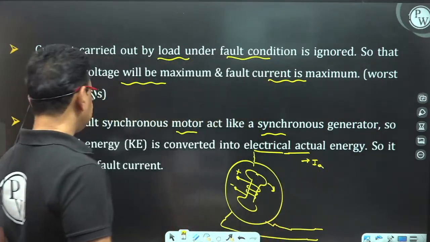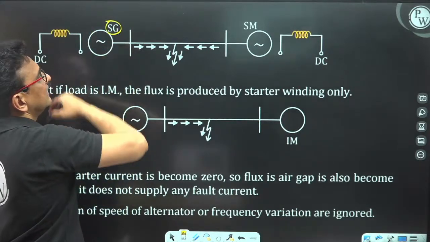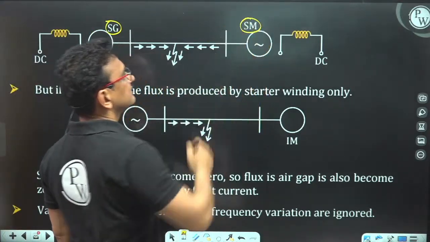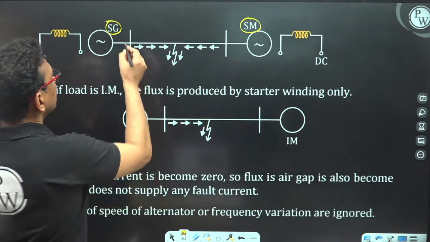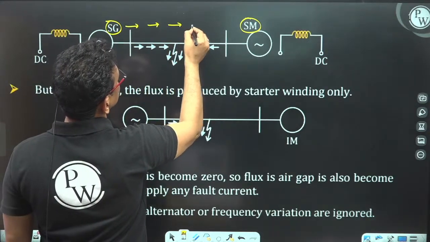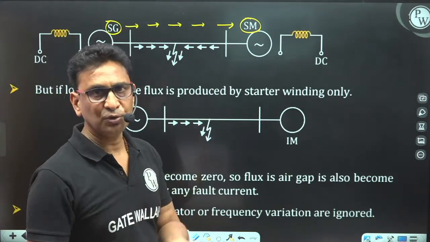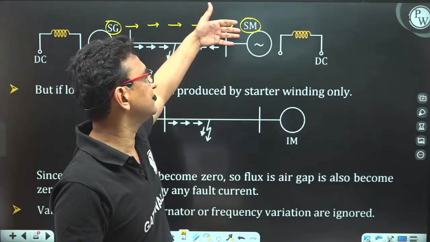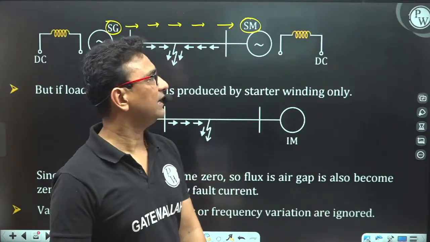Now what happened? Suppose this is our system. We have a synchronous generator, and at any place in the power system we also have a synchronous motor. So in normal time, the electrical current is flowing from the synchronous generator to the synchronous motor, and its rotor is rotating. That means we are giving the electrical energy and it is giving out the mechanical energy.